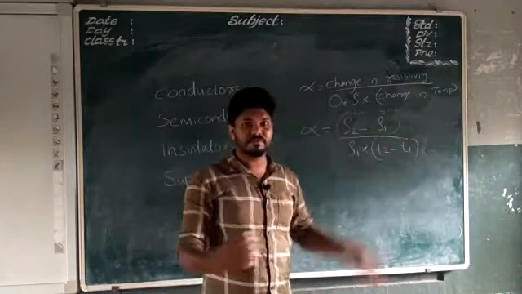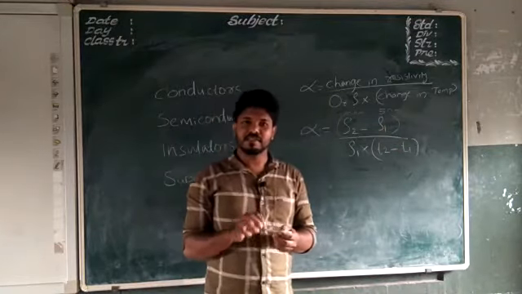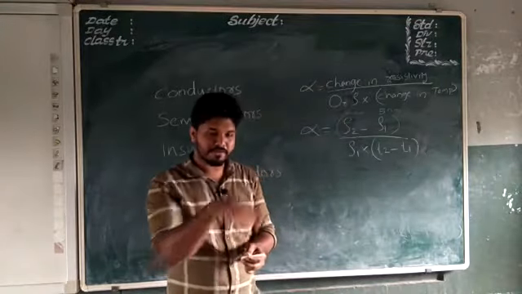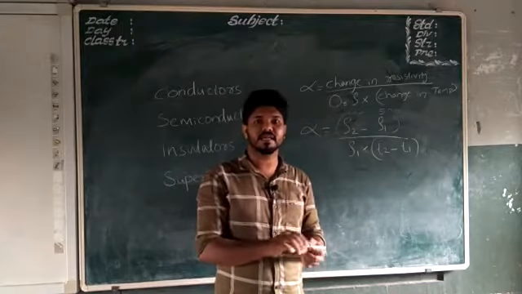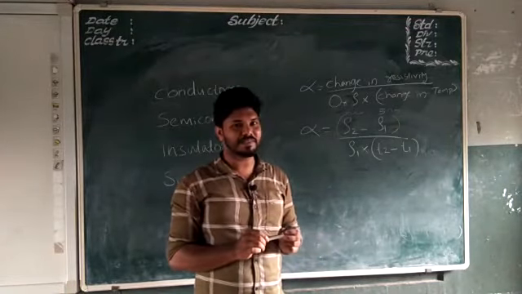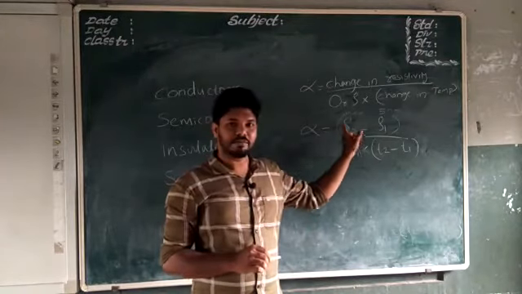What happens in the opposite case? If the first resistivity is 10 ohm meter, and after some time the temperature increases and the resistivity becomes 5 ohm meter, what happens in this case? The value of alpha will be 5 minus 10.